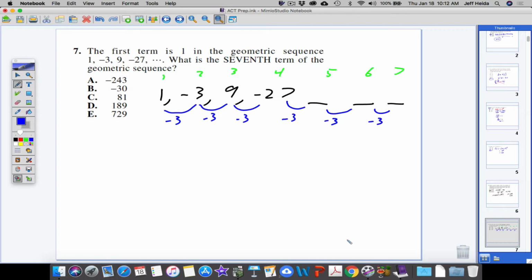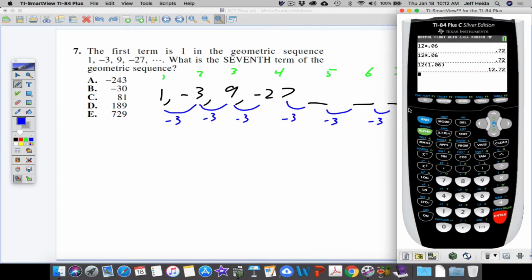Let's pull up the calculator. Let's multiply by negative 3. So we're going to take negative 27 and multiply by negative 3. And we get 81. Multiply that by negative 3, and you get negative 243, which is answer A.